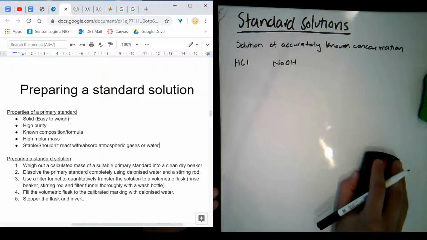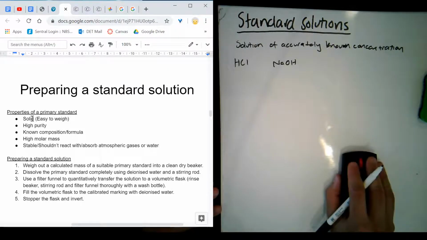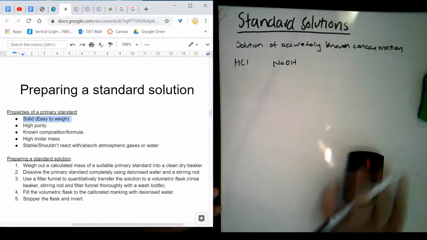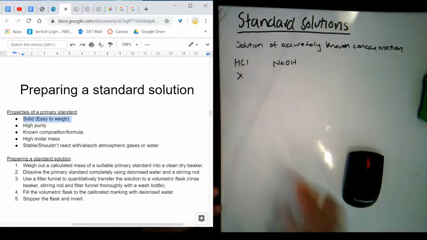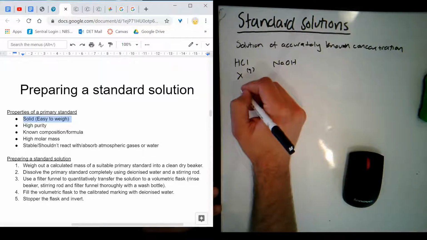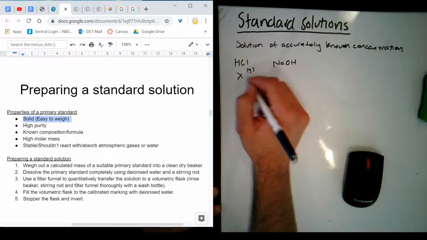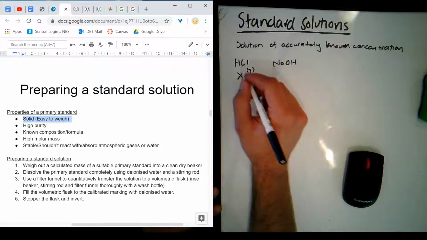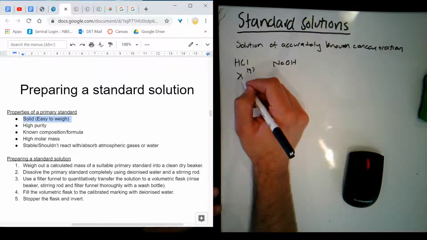They need to be solid to start with because it makes them easy to weigh. Remember, the scales in the lab are our most accurate piece of equipment. They're far more accurate than any volumetric glassware that we have. So if we want to know something really accurately, it's better to weigh it, so we prefer a solid. This rules hydrochloric acid out straight away, because hydrochloric acid is a gas at room temperature, and you'd have to bubble it through the water if you wanted to know exactly how much of it you had to prepare a solution of it. So that's straight out of the question.